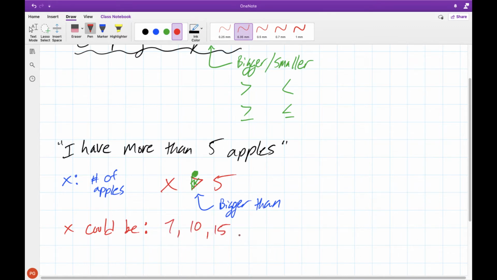7, 10, 15 all work. X can't be any number that's less than or equal to 5. So it couldn't be 1, it couldn't be 3. It also can't be 5 because we have more than 5 apples.